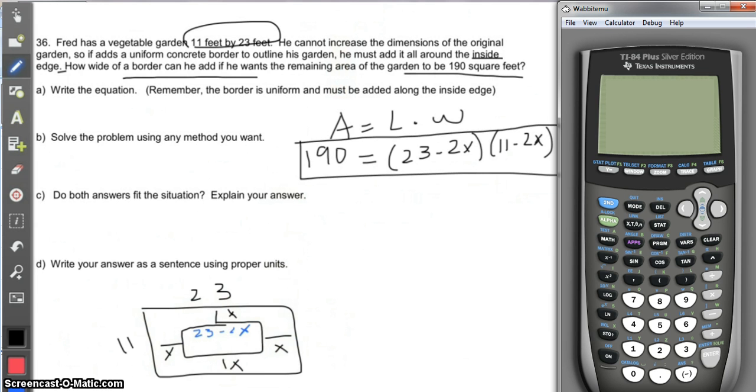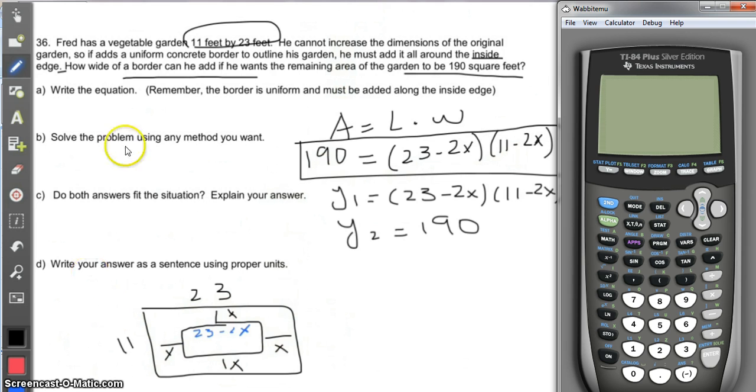Now, since you're allowed to use a calculator, you don't have to do this algebraically. Usually what we do for my pre-AP, you might FOIL this and then bring the 190 to the other side, but you don't really have to do that. You can set on your calculator y1 to be 23 minus 2x times 11 minus 2x, and on y2 you put 190. This is to solve the problem using any method you want. Since you choose the method, the calculator is the easier one.